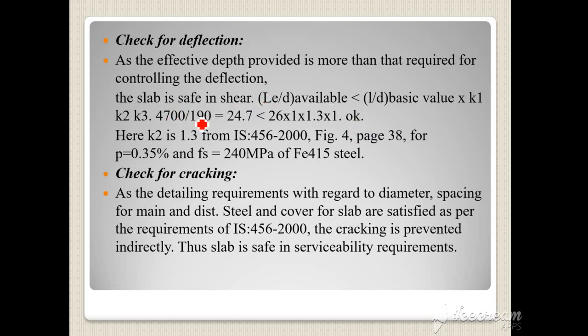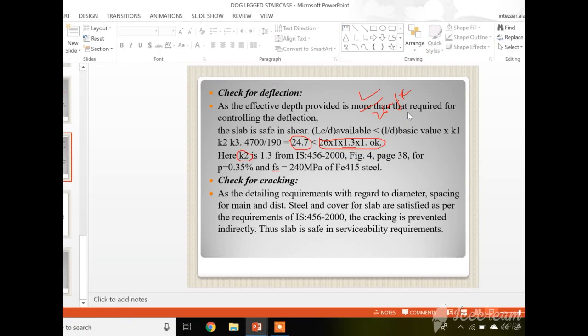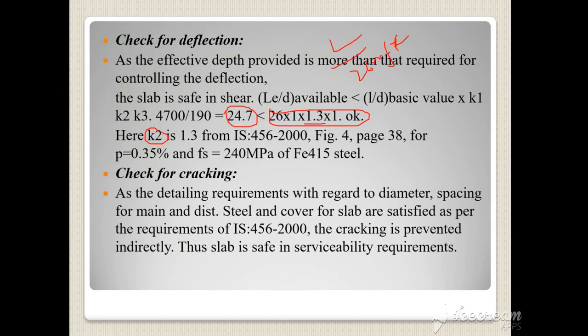So actual your effective depth is this much. Your length 4700 divided by 190 is coming around 24.7. This should be less than your 26 MFT. We have used that formula, L upon 26 MFT for continuous beam.